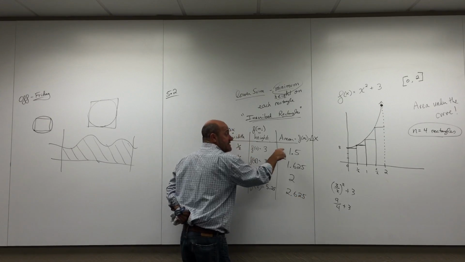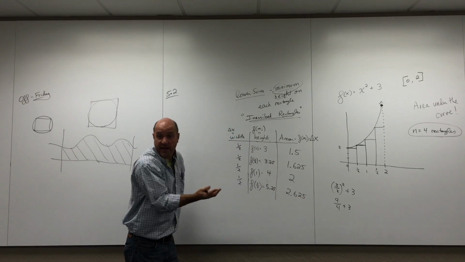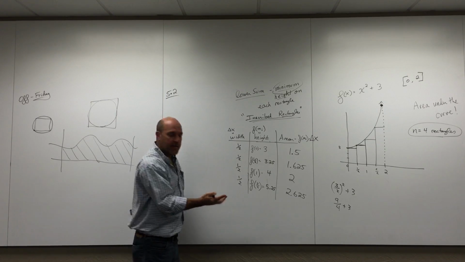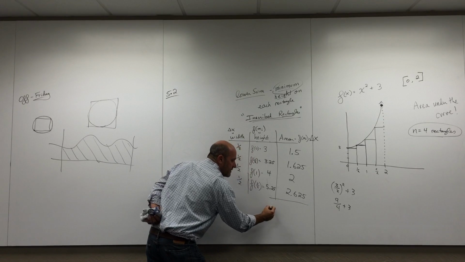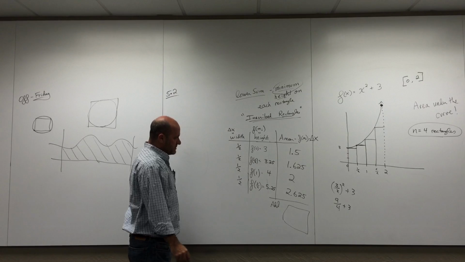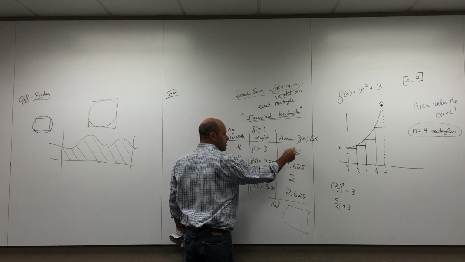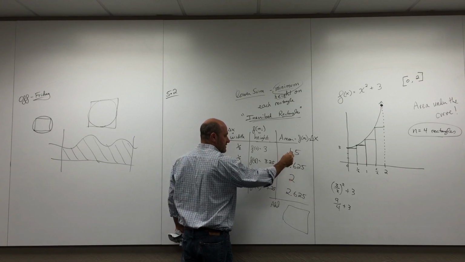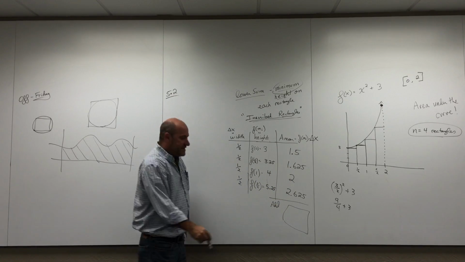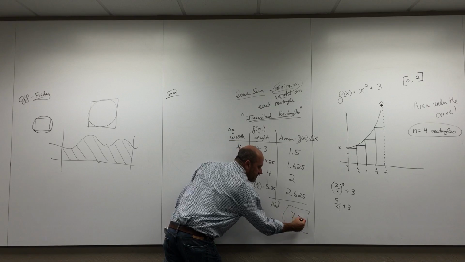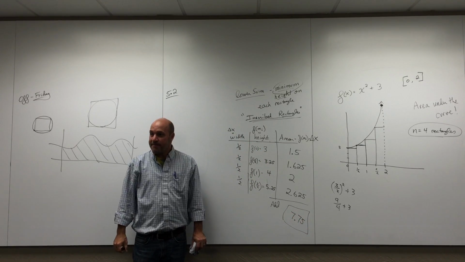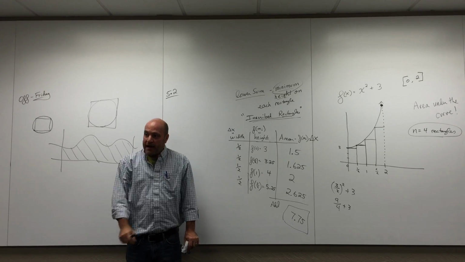Dude, what we got here now is the area of each of the 4 mini rectangles. And what do I want to do with those? I want to add them up. So I add them up. And the answer is 7.75. Yep. You guys okay? Wow.